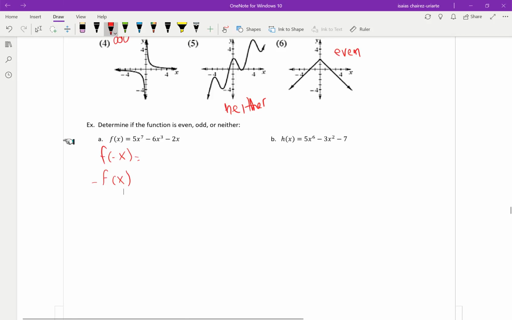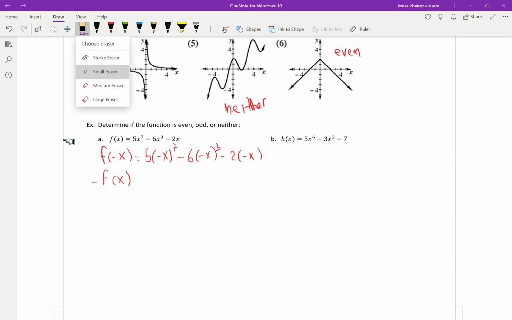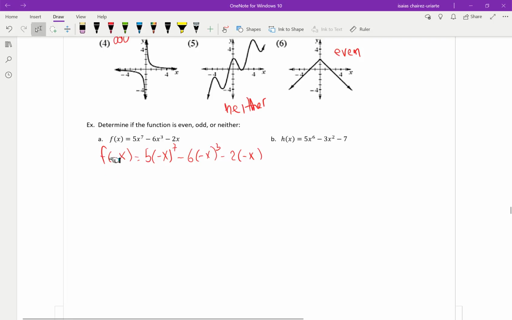Alright, f of negative x. That means I have to change my x to negative x. So that becomes 5 times negative x to the 7th minus 6 times negative x to the 3rd minus 2 times negative x. So f of negative x means replace all your x's with negative x, and that's what I've done. Notice that I put my negative x's in parentheses because they're being exponentiated or multiplied by something else.